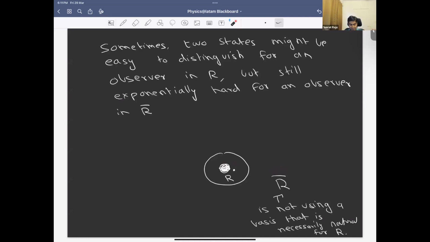So the general estimate is that if you are in a region R bar and there are e to the S states inside some region, for the observer outside, it's always exponentially hard to determine which of the states they're in. In the example that we did last time, S was basically 0, because the states we were looking at were low energy states, and so we were not looking at a background which had a large entropy. So these are two points which I want to emphasize.